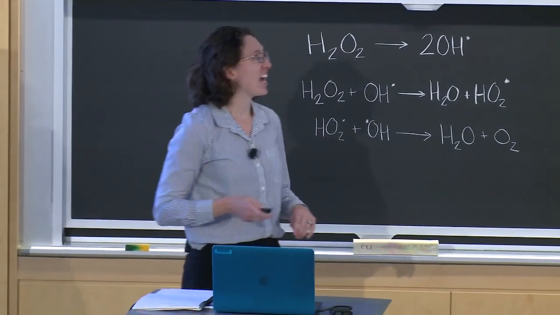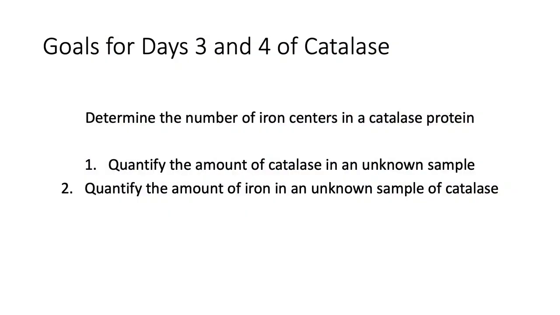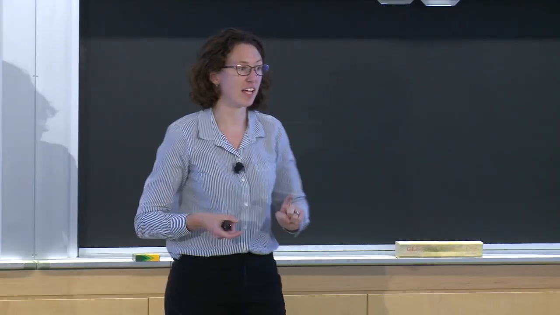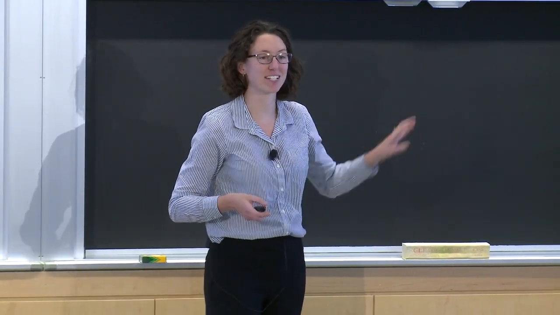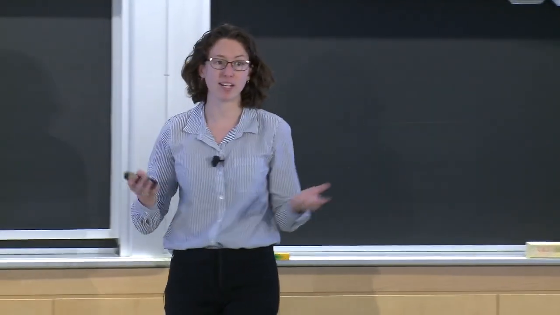catalyzation. And now we're going to talk about our goals for day 3 and 4 of Catalase. So after day 1 and day 2, you have seen this reaction happen, and now for days 3 and 4, we are going to try to quantify the amount of catalase in an unknown protein sample. And then we're going to quantify the amount of iron that is present in our sample of catalase and try to figure out how many iron centers there are per 1 molecule of catalase. And based on the work of a lot of other scientists, we know that theoretically it should be how many?